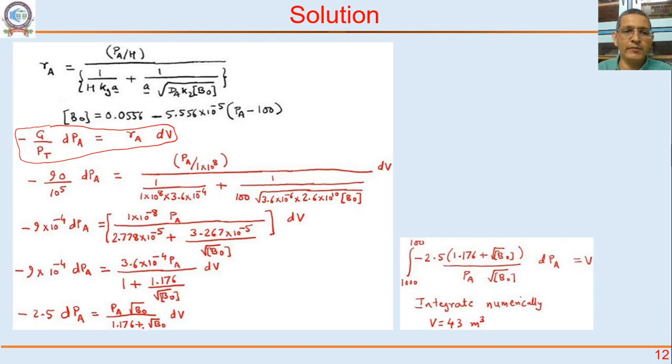And now if you simplify, you can do this integration on calculator, or you can integrate numerically in Excel. You will get 43 meter cube. Solve, do this for yourself. Make sure that you get the answer. Make sure you have understood everything properly.